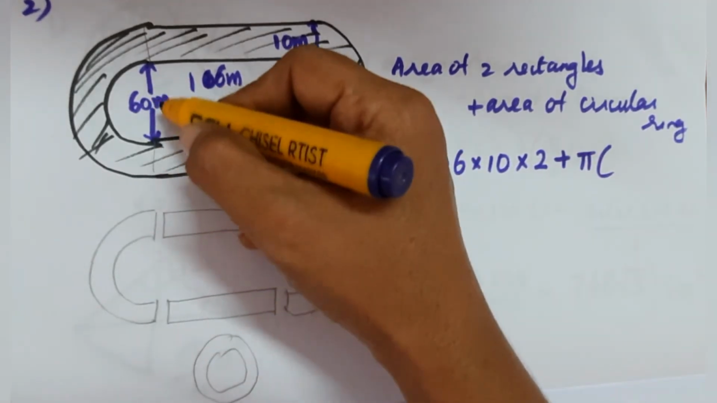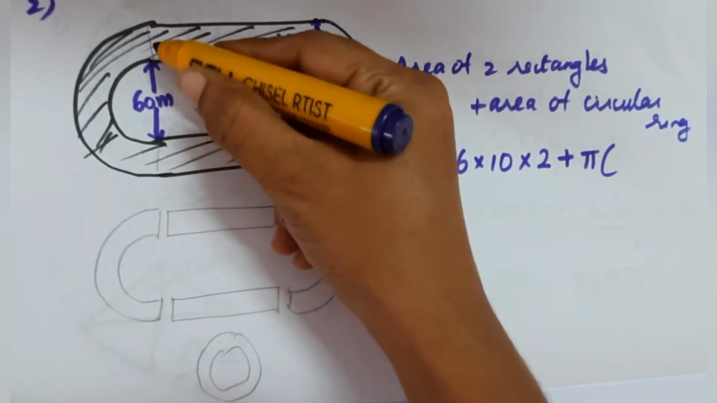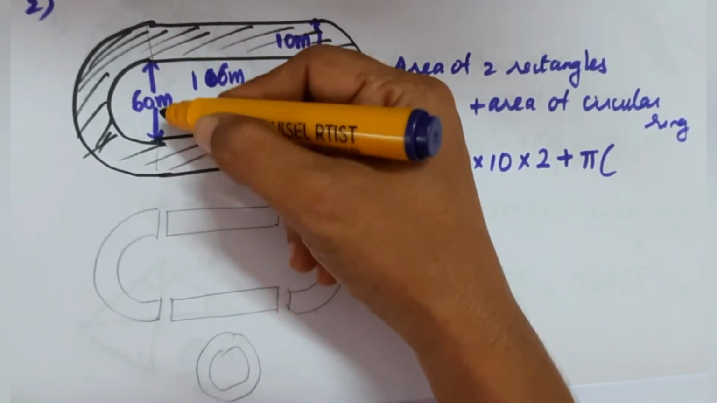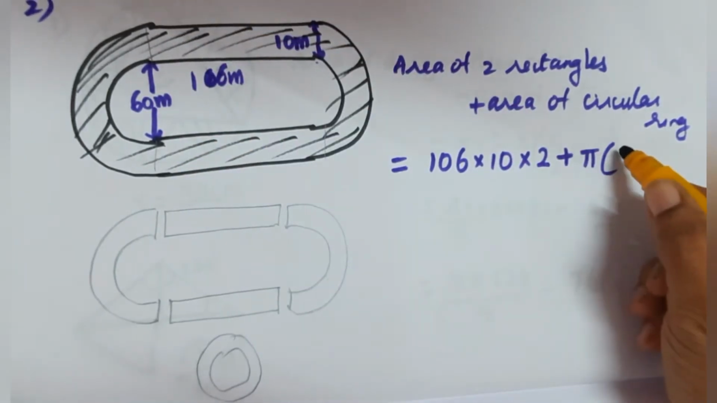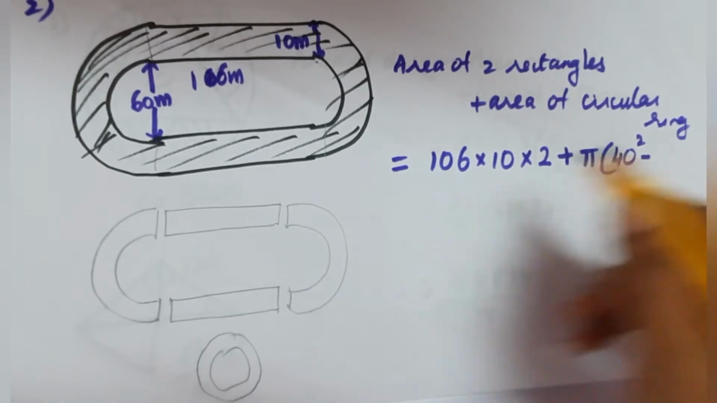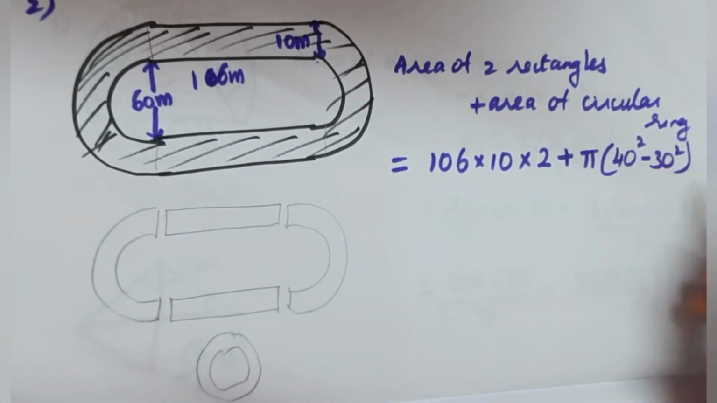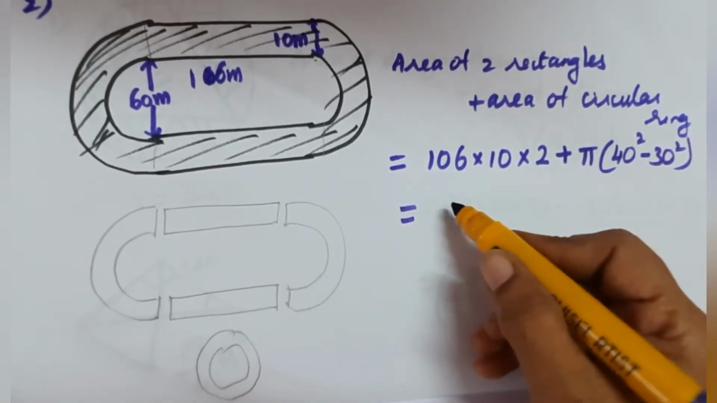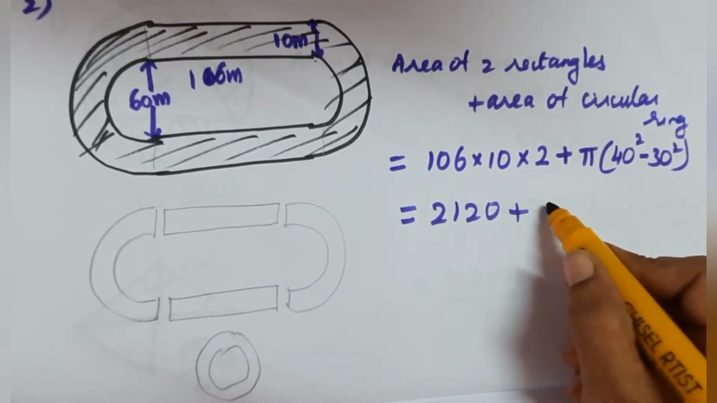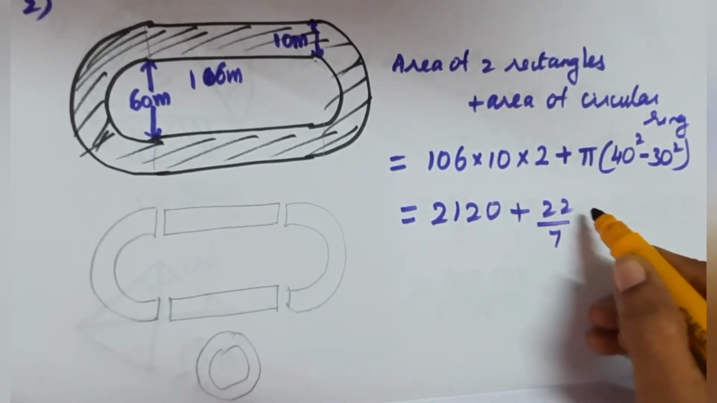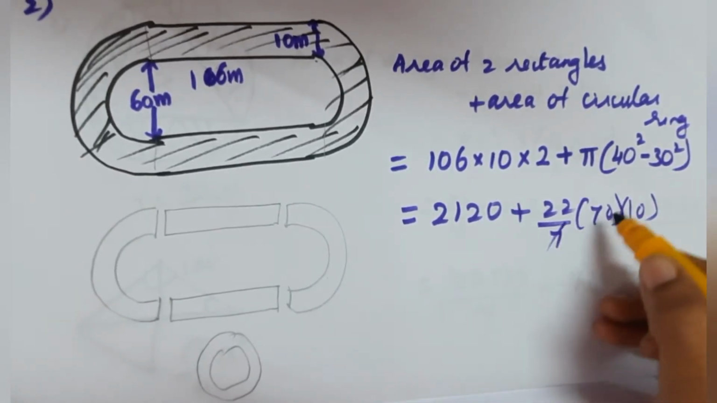Radius of the outer ring: the inner diameter is 60, so if you add 20 on each side, we get 80 for the outer diameter. In that case, the radius of the outer ring is 40 and the radius of the inner ring is 30. So 30 square. After simplification, we are getting this answer as plus 22 by 7. We can use the formula easily, then we can solve in a simple way.